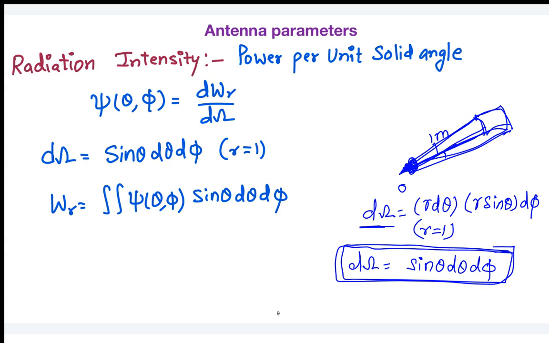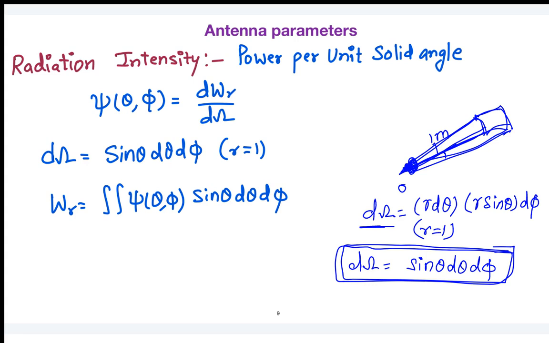Just now I told you the solid angle definition is sine theta d theta d phi. You can see this. Once you know the radiation intensity, to find the total radiated power you have to double integrate. When you integrate the radiation intensity with respect to the solid angle, using the theta limits and phi limits, you will get the total radiated power.